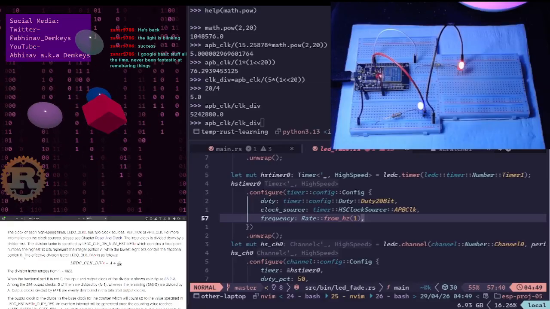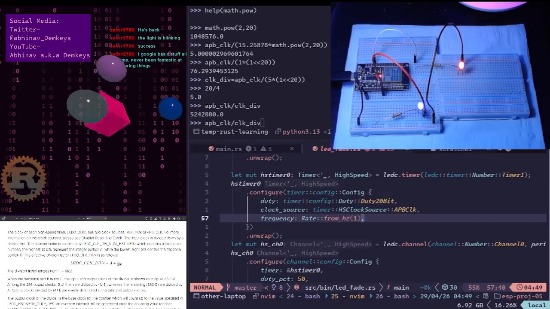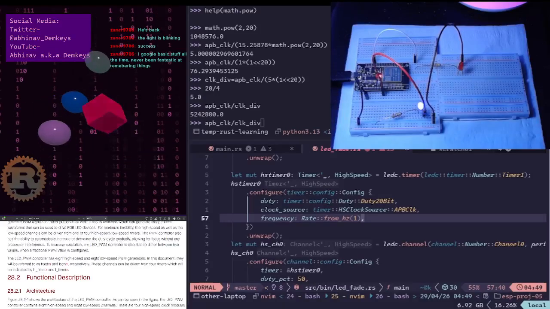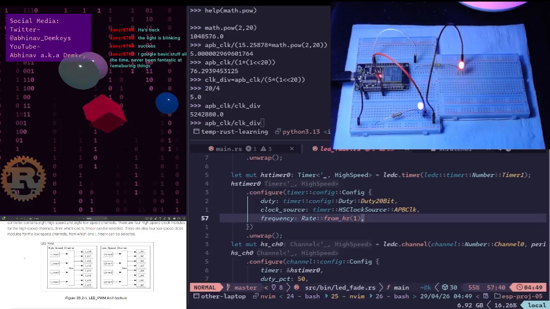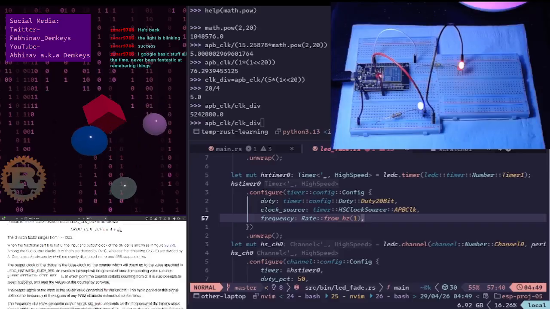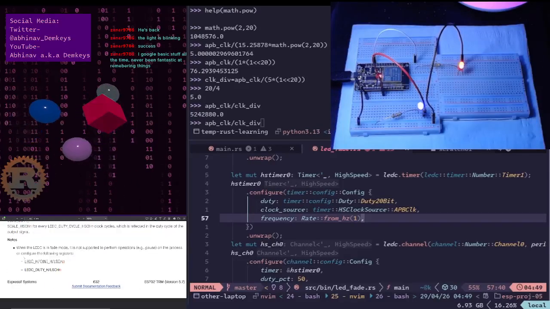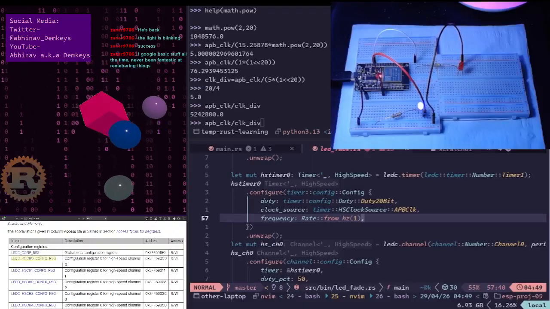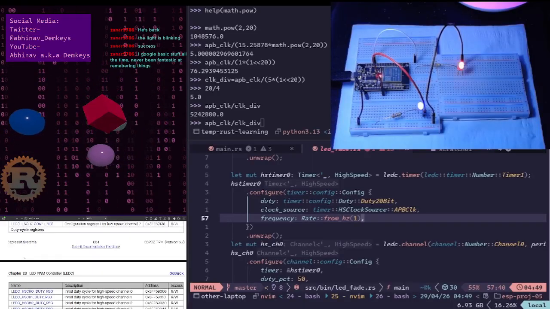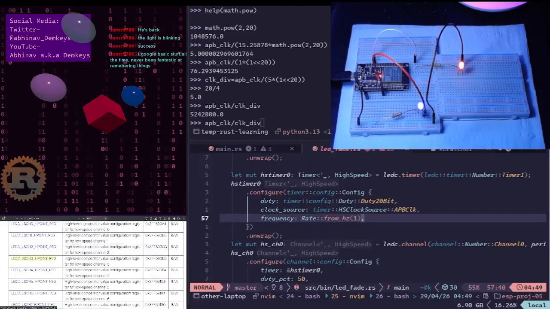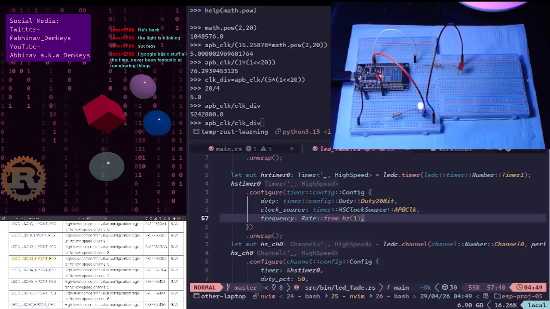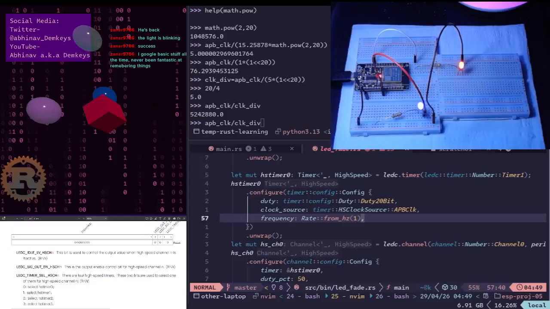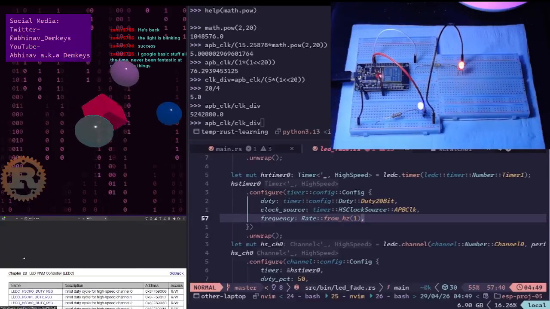Okay, all right. Specifically, architecture and register summary. Is there an architecture section? There is architecture. Okay. And then there's register summary, which is down here. But this is just all the registers.